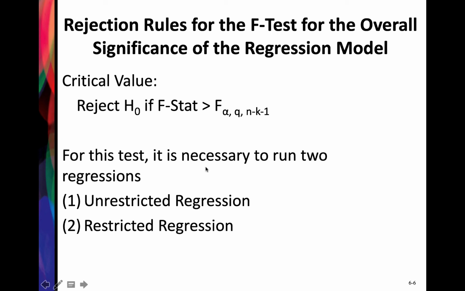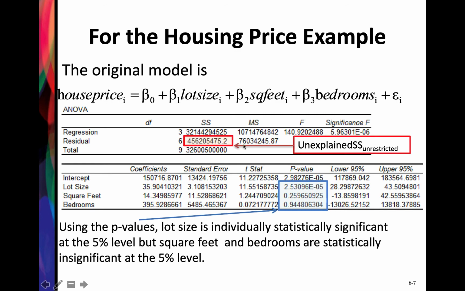So as I've already said, for this test, you need to run two separate regressions. The unrestricted regression, which you would have already run because that's how you figure out what you want to run for your restricted regression. And then secondly, your restricted regression. Here's our unrestricted regression, and this is our unexplained sum of squared unrestricted. This is the number we want to pull out. Again, it's next to the residual row. And the 6 will be our n minus k minus 1 for our denominator degrees of freedom. Remember, this comes from our unrestricted model. So this is our unexplained sum of squares.